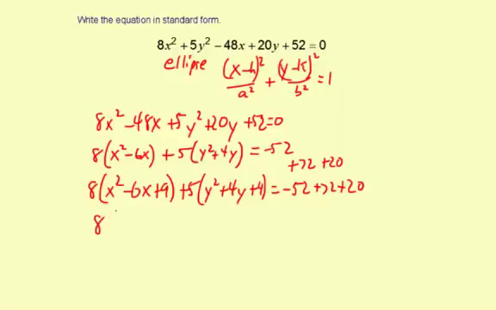So this is going to be 8, and then x minus 3 quantity squared plus 5, and then y plus 2 quantity squared equals negative 52 plus 72 is 20, and 20 plus 20 is 40. Okay, it's almost done. Now the ellipse equation has to be equal to 1, so I'm going to divide everything by 40.